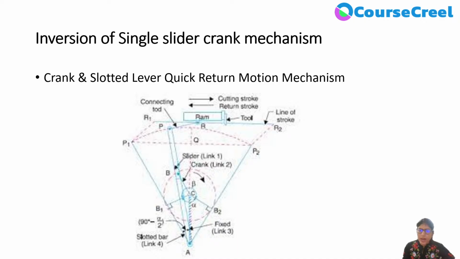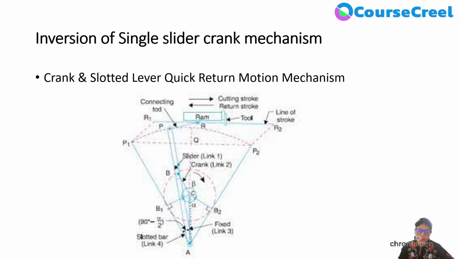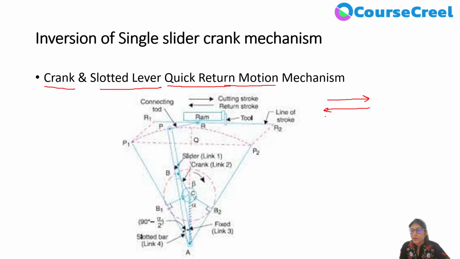First, let's see why it is called quick return mechanism. Crank and slotted lever quick return mechanism. So look, the crank is one part, another part is the slotted lever, and it is basically a quick return motion mechanism. So the motion is quick return, meaning if something is going forward, quickly it is returning to its original position. Right, so that is why it is called quick return motion mechanism.